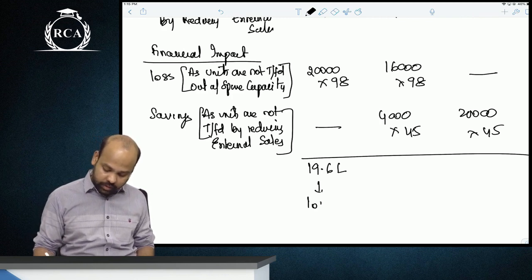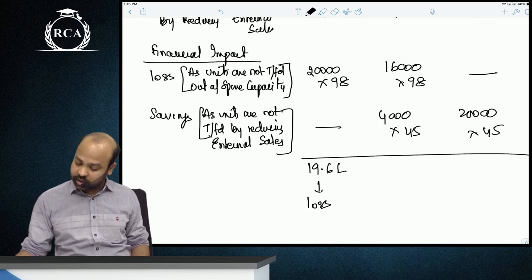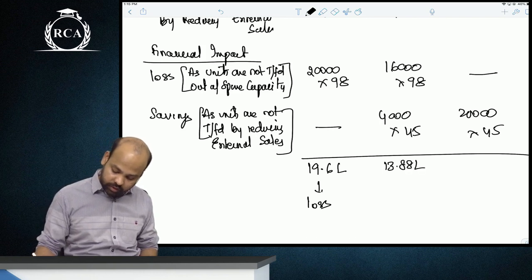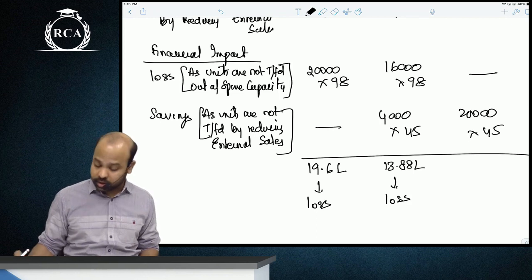19,60,000 is loss, beta, loss. Second case also, beta, there is a loss, only 16,000 into 98, 15,68,000. 15,68,000 minus 1,88,000. So there is a net loss, beta, of... this is also loss, beta, because they purchased it from outside. They shouldn't have done it, guys.